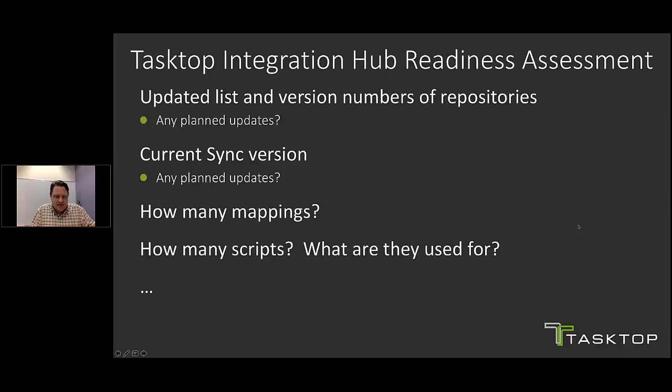So that readiness assessment that I talked about, essentially, it's a really big health check. We want to get updated lists and version numbers of your repositories, check on your planned updates, see what sync version you're currently running, how many mappings you're running, how many scripts, what your scripts are used for. We want to make sure that we have your sync admins identified so that we know who we're working with and have better points of contact.